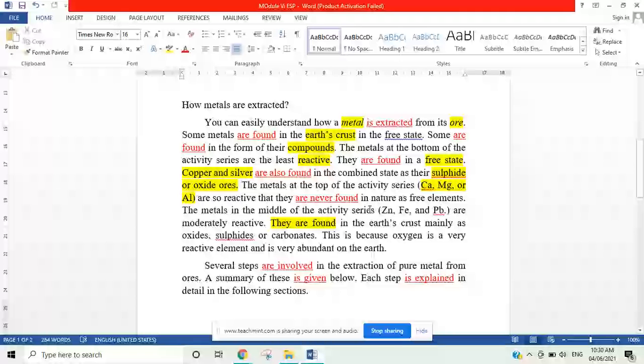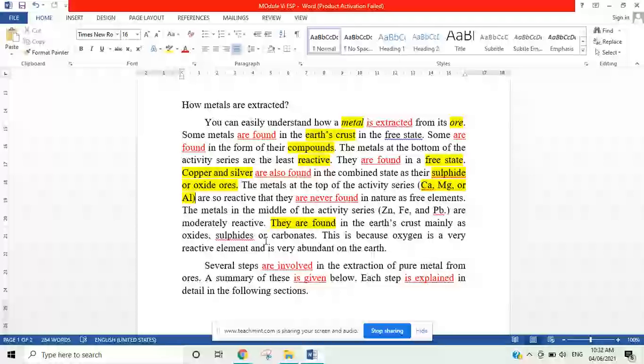So the metals in the middle of the activity series, these are the metals that take place in the middle of the activity series, that are moderately reactive. So they are found in the earth's crust. They are found in the earth's crust mainly as oxides, sulfides, or carbonates, that we have already highlighted. So the words highlighted in yellow indicate that the words belong to the field of science, and the phrases or words highlighted in red color indicate the use of grammar, or the use of specific phrases in the field of science.